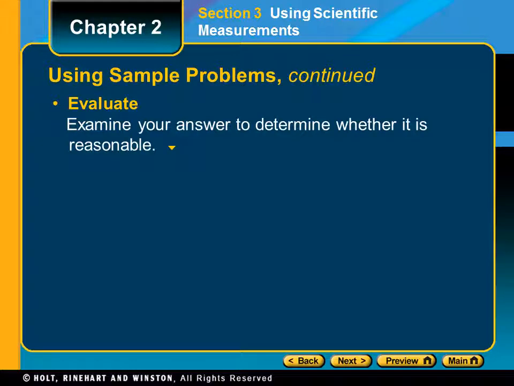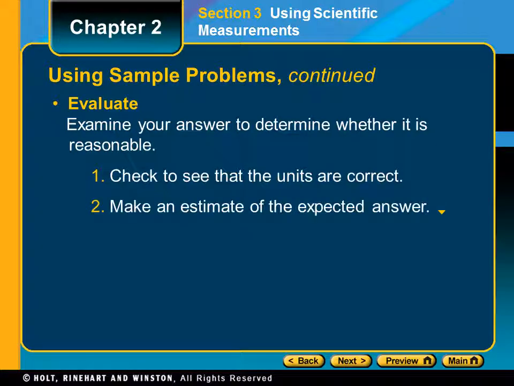Then you evaluate. You examine your answer to determine whether it is reasonable. Lots of ways you can do that. Always check to make sure the units are correct. Technically, with dimensional analysis and units, you should be solving for your units first anyway. You should know what your units are going to be in the answer, and you should set up the problem so that your units are correct.